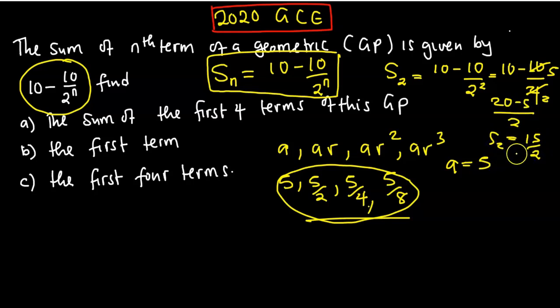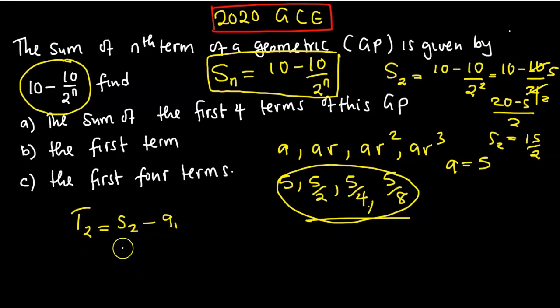Now for us to find the second term, term number 2, we are going to say the sum of the second term minus the first term. That is term number 2. So let us find it.